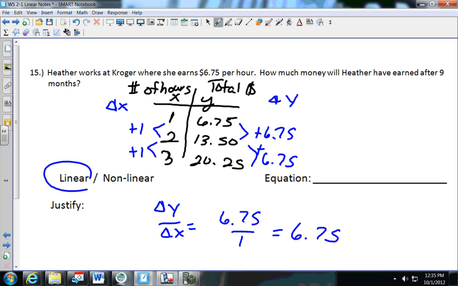It is linear. The equation is y equals $6.75 times x. What is the constant in this situation? If you're saying there's not a constant, what number represents that? 0, because you don't get paid before you go to work, right? You can put plus 0, but it is linear, and this is the equation.